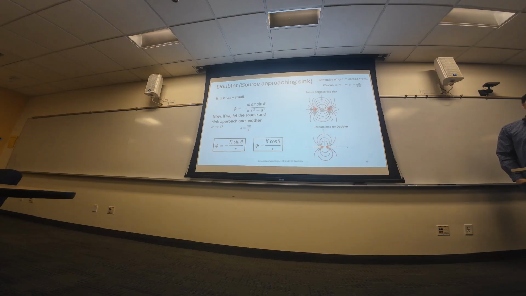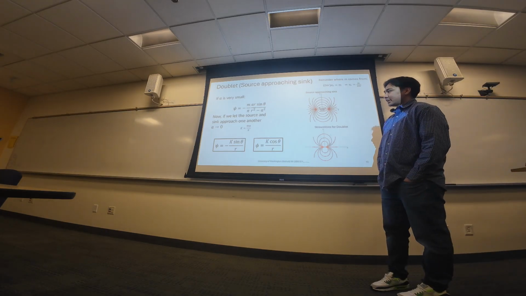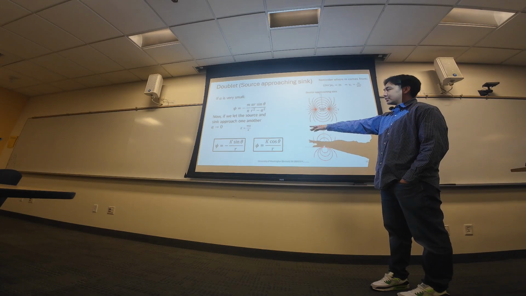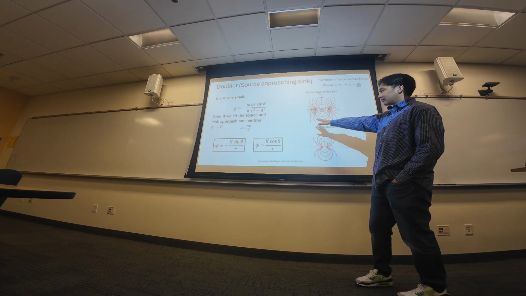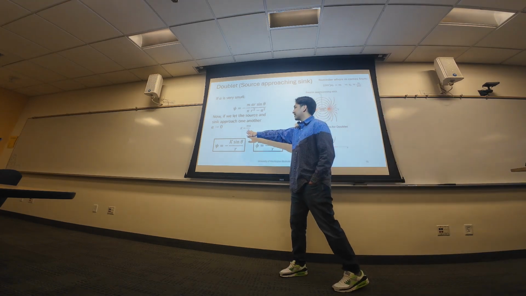Okay, a doublet, I hope I'm pronouncing that right. I think it's doublet, correct me if I'm wrong. But it's essentially a source approaching a sink, and the distance A is very small. So you can say as A approaches 0, now we introduce this variable K.